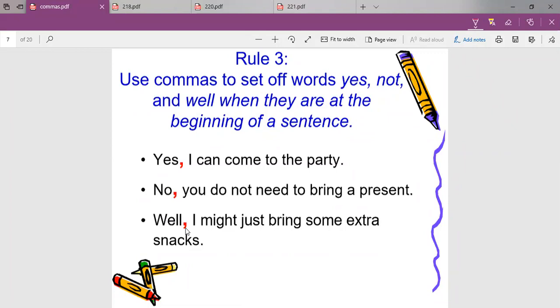Yes, I can come to the party. No, you do not need to bring a present. Well, I might just bring some extra snacks. So it's just to give me a pause. This is the rule which is used when I am reading something.